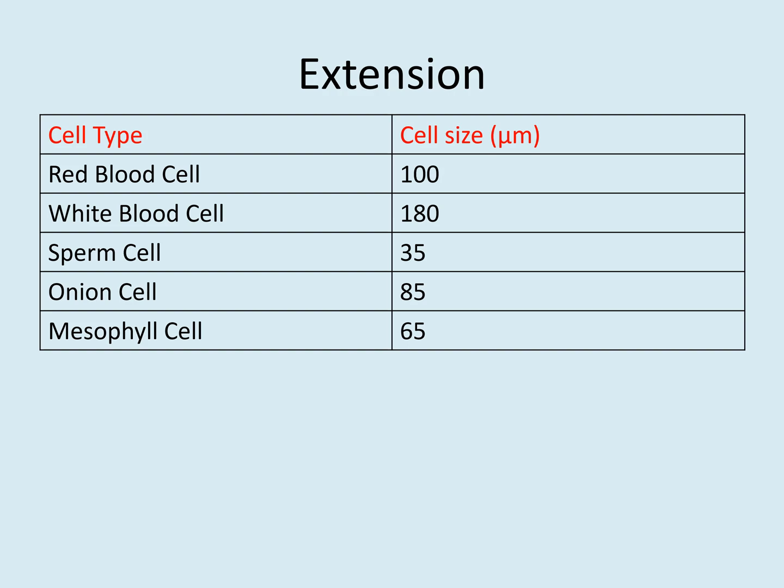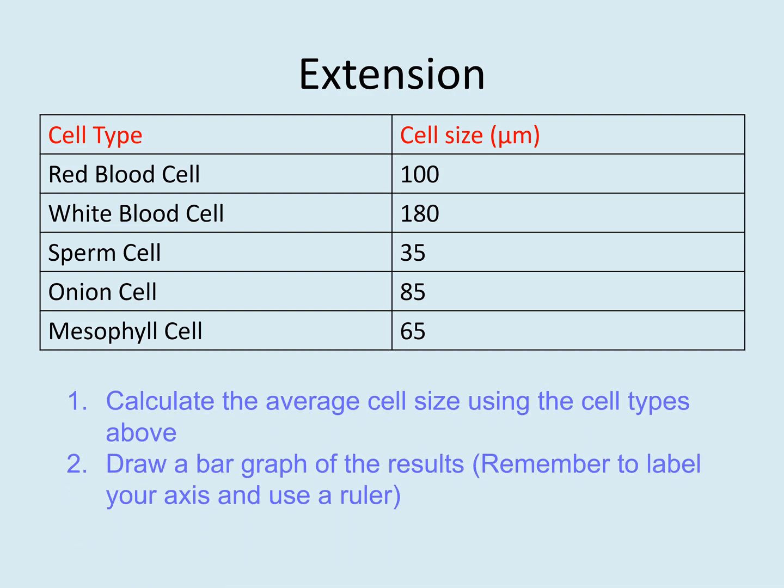So this is a little problem solving activity and it's got some questions. First you've got to calculate the average cell size using the cell types above. Now, average calculations are common in biology, so what you need to do first of all is find the total of all the cell sizes. So you need to add 100, add 180, add 35, add 85, add 65, and you can use a calculator, and from that you should get 465, but that just gives you the total.